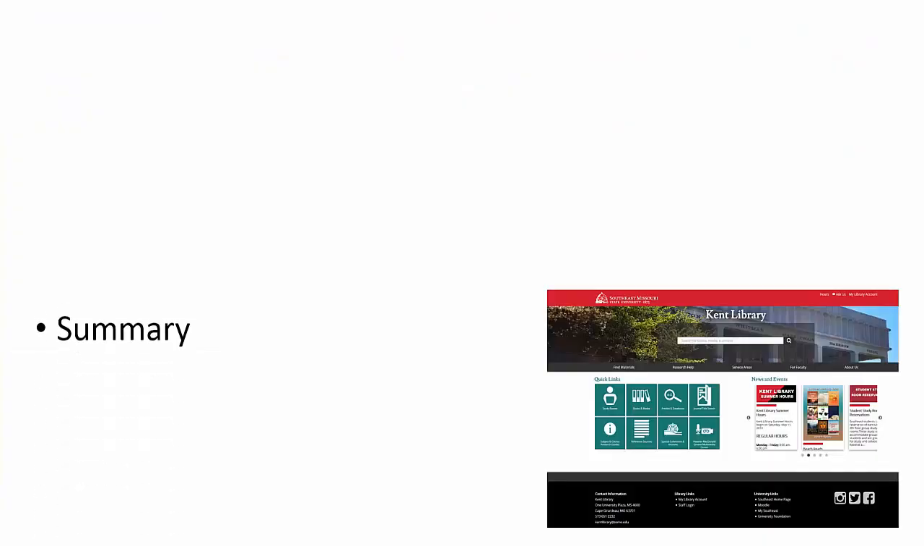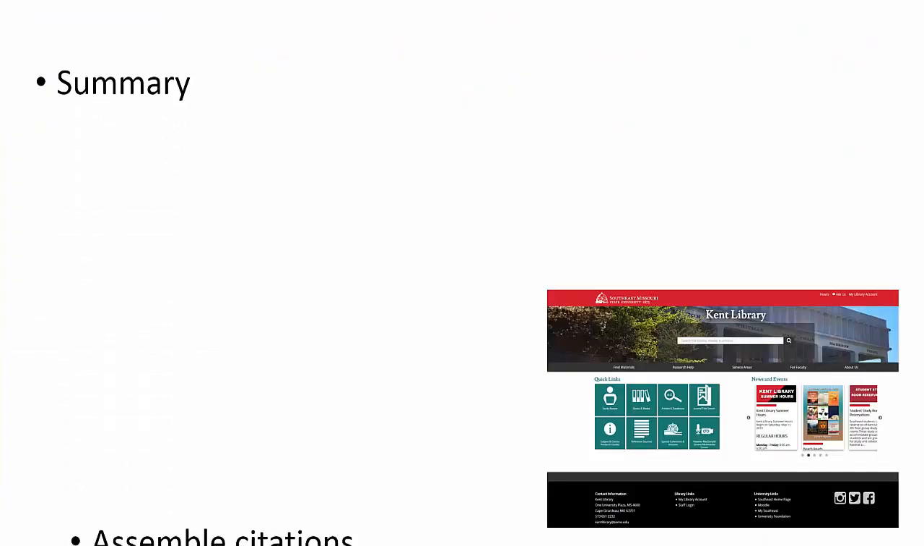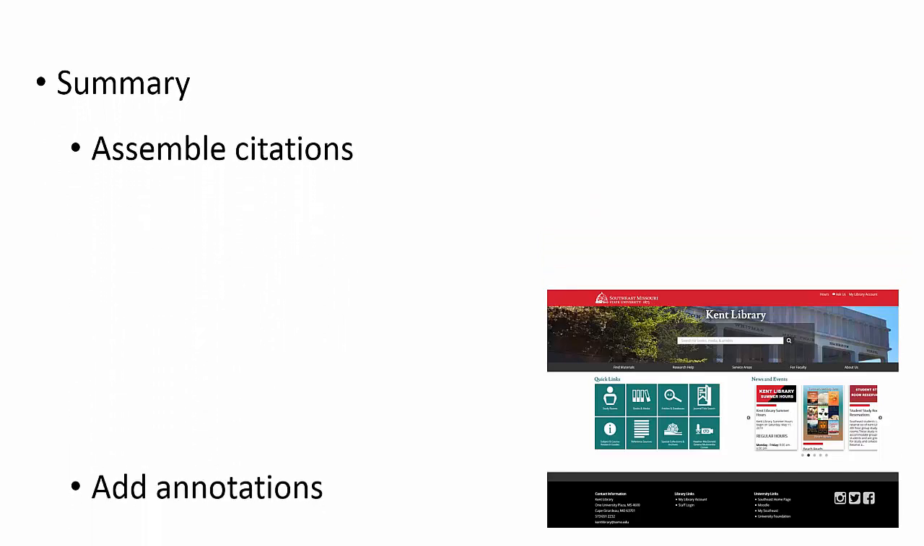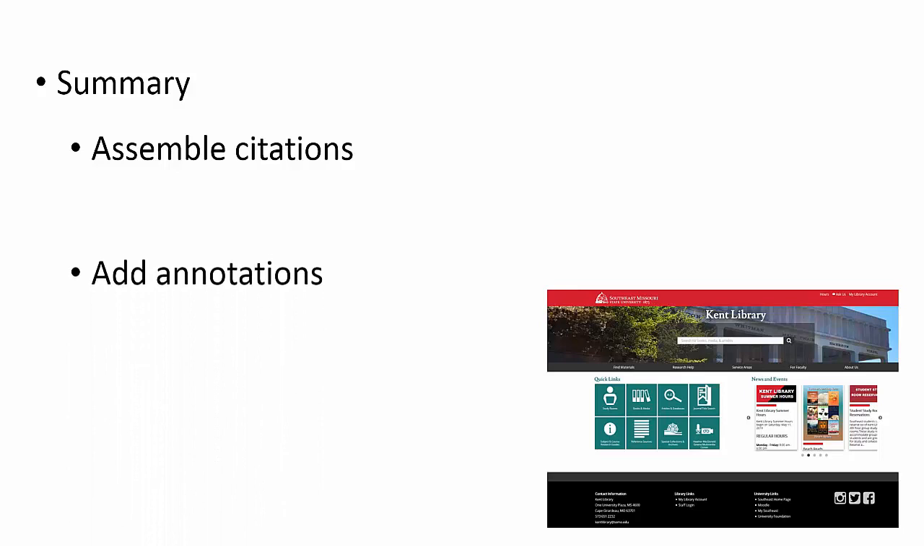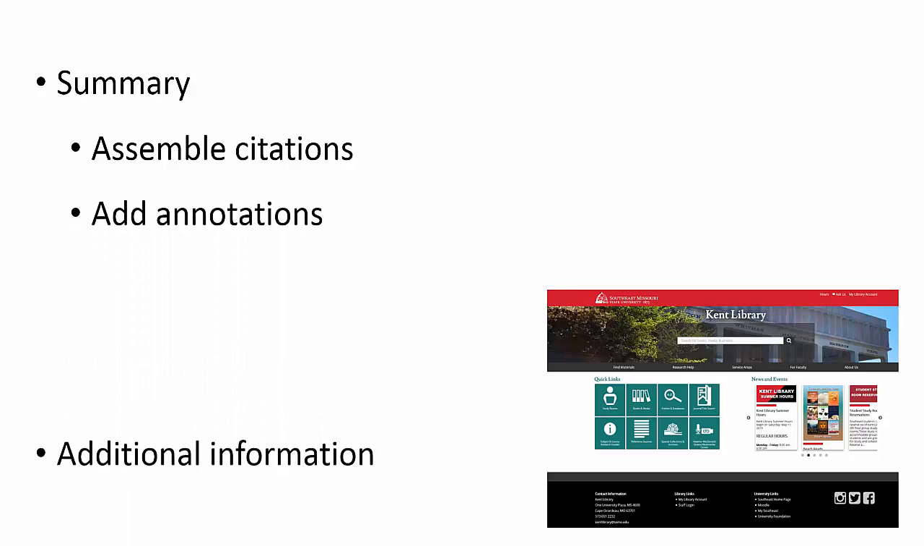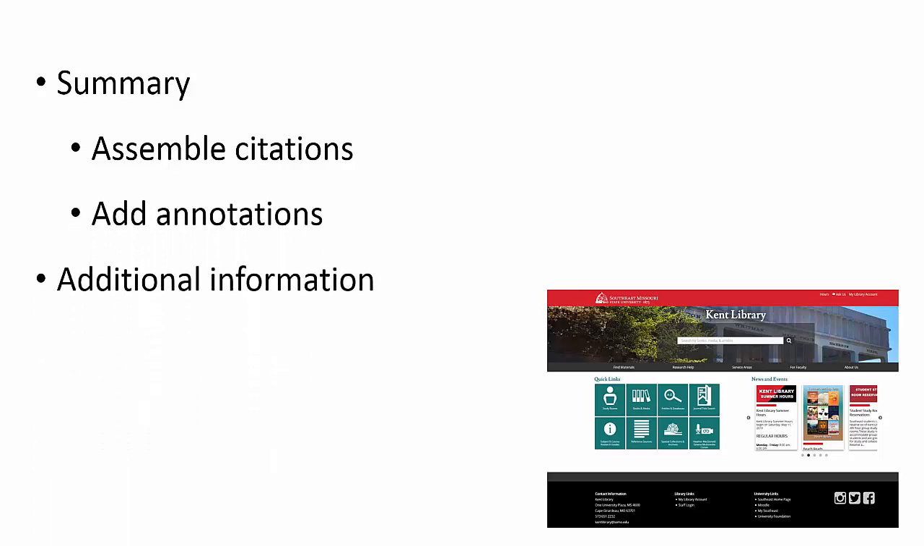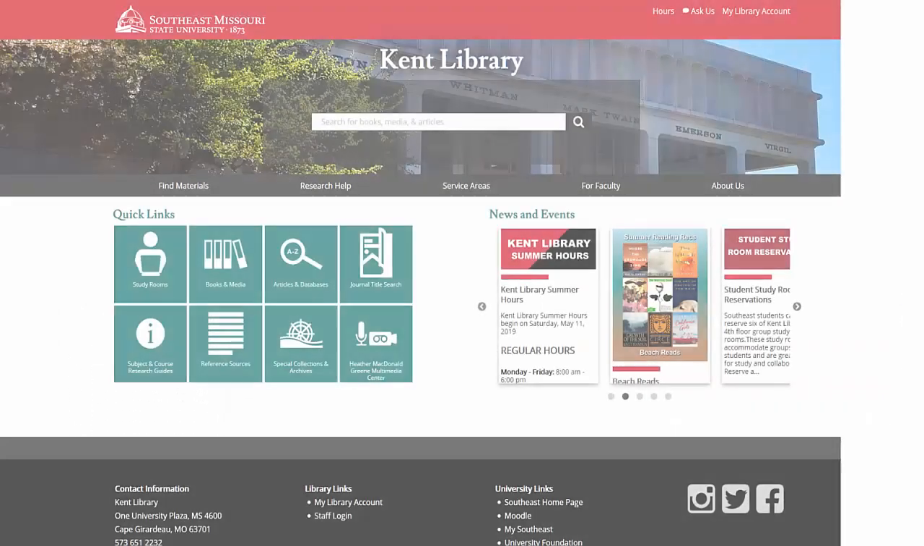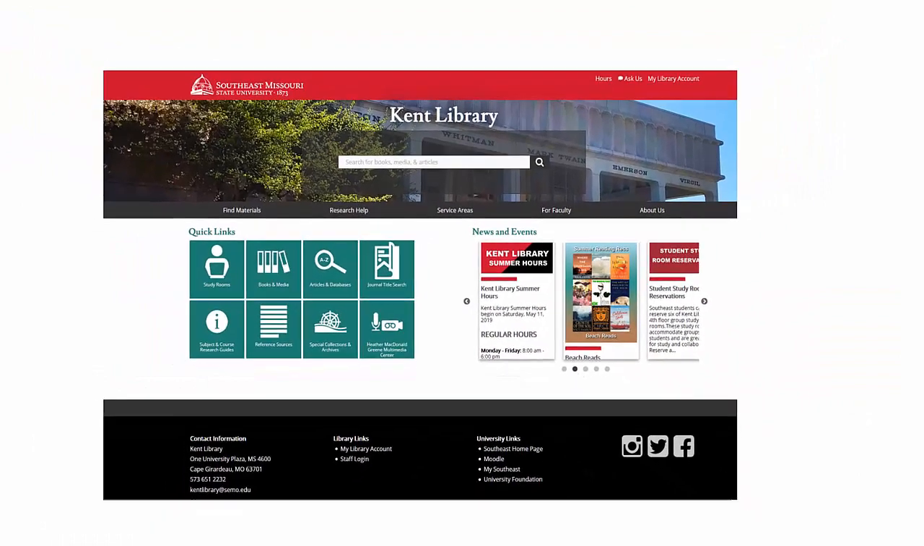So to quickly summarize the topic for today, the basic process of making an annotated bibliography is assemble your citations according to the style that you're going to use for the project, and then add in annotations of an appropriate length for the assignment. Some additional information is at a library online research guide at the URL there.